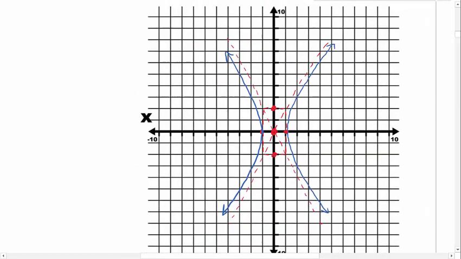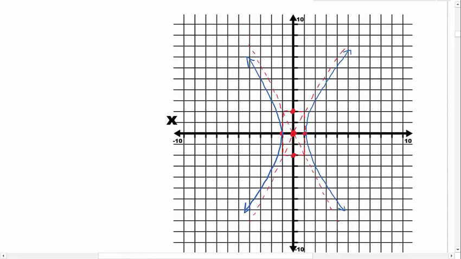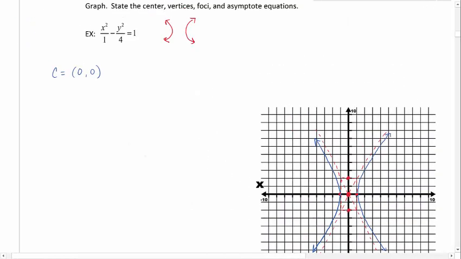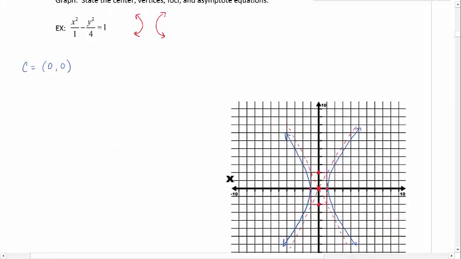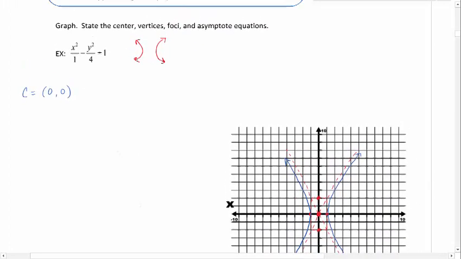Now we need to go back and answer the questions that were asked in the directions. They wanted the vertices, the foci, and the asymptotes. So the vertices, that's where our hyperbola is hitting the box, our rectangle. So that's happening at (-1, 0) and (1, 0).